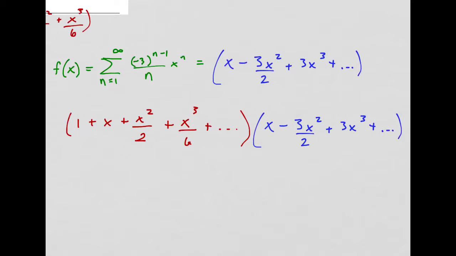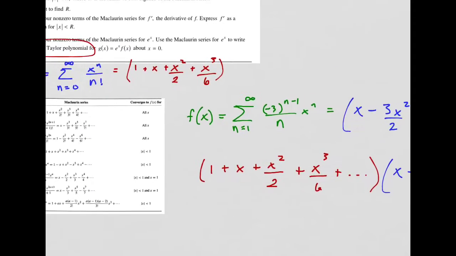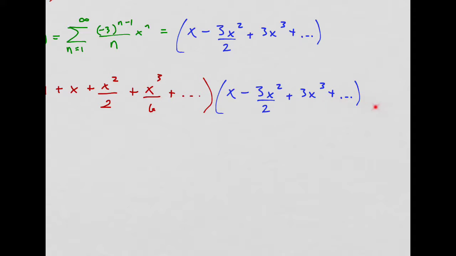When I FOIL this out, I would have 1 times x. Great. 1 times this. 1 times that. If I continued on, I would have a power of 4, a degree of 4. So I would do 1 times x to the 4th. I don't need that term. I only want the third degree polynomial. So I don't have to keep going here.